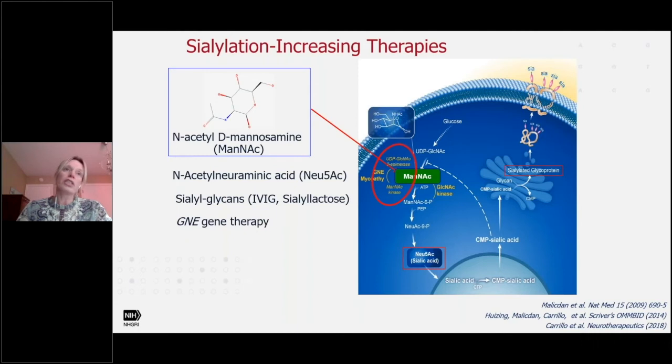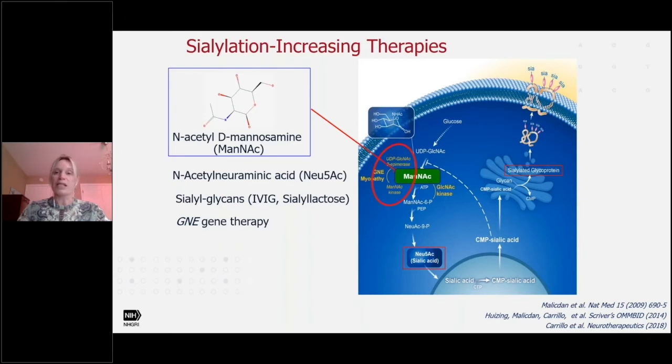And an ultimate therapy, maybe gene therapy, is bringing a full, corrected gene into cells. So in addition to the mutated protein, these cells will make a normal GNE functioning protein, and sialic acid can be made through that.